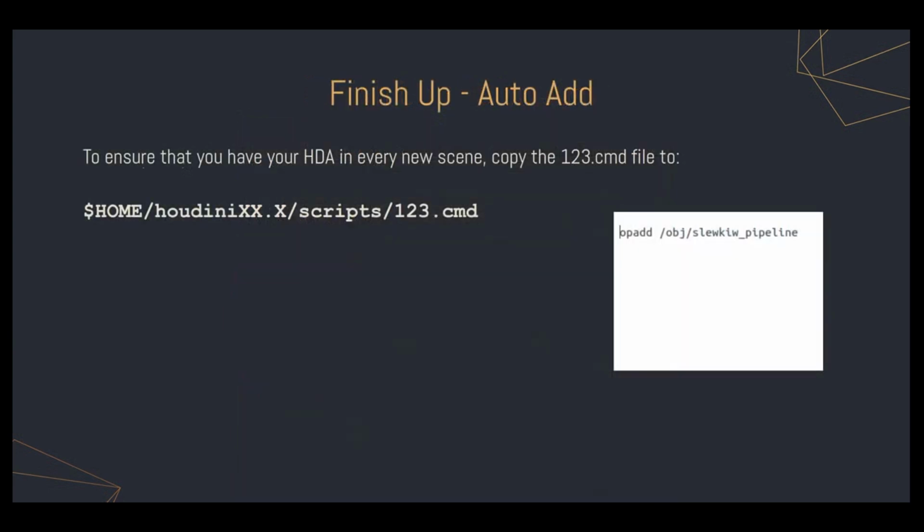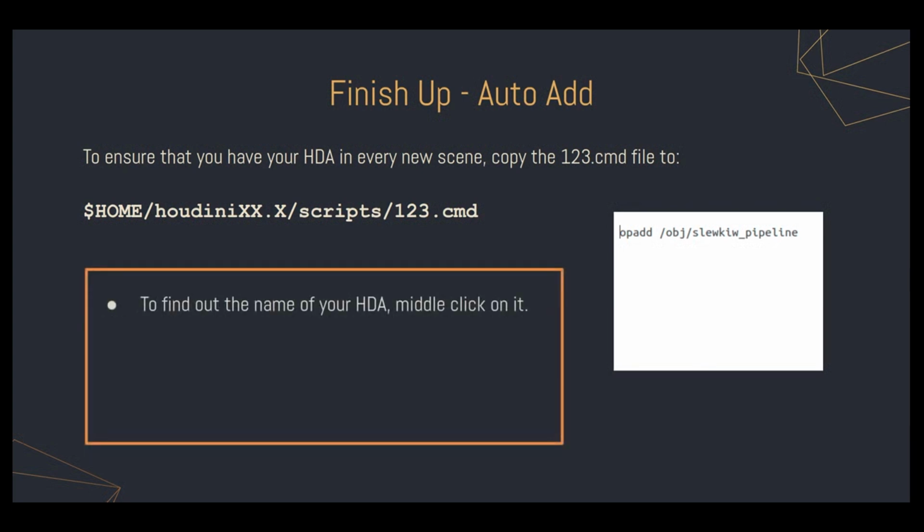If you want to have your pipeline utility or digital asset available whenever you open Houdini, you can modify the 123.cmd file. So when Houdini starts, it sources the 123.cmd file and it does whatever is specified in that file. So you can copy the 123.cmd file out of the Houdini install directory and you can put it in your home directory in the Houdini scripts directory. That will be sourced instead when you open Houdini. In this case, I'm adding my digital asset. Now, if you want to know the name of your digital asset, you would just middle click on it.